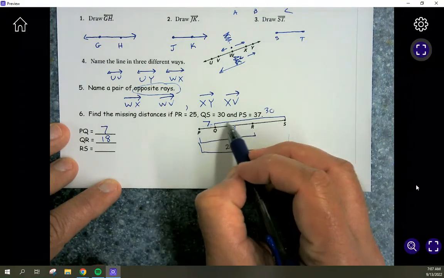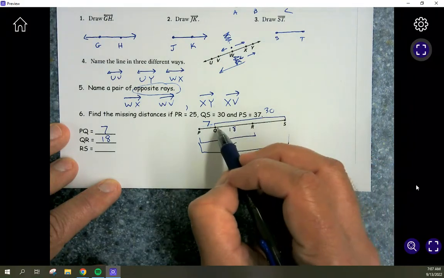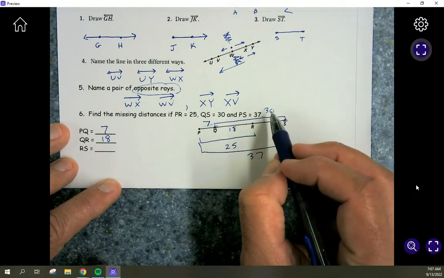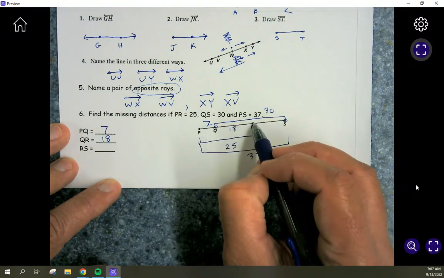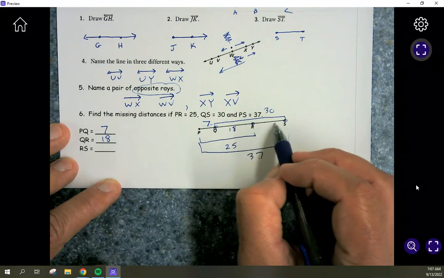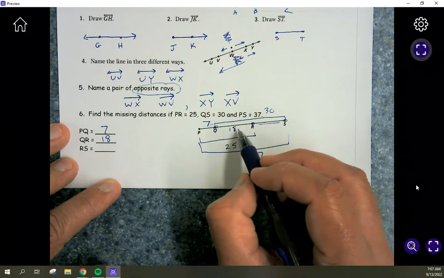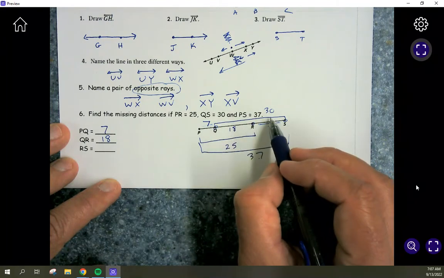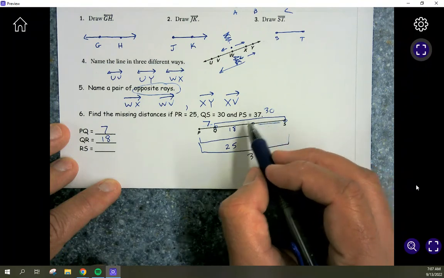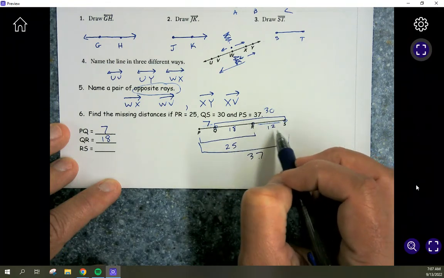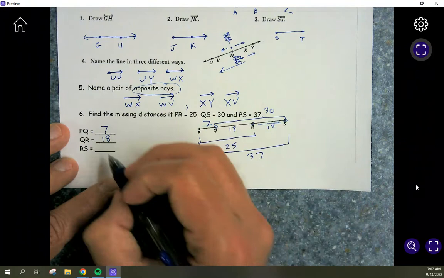And now RS. So again, we go back to this piece right here. We know it's 30. From Q to S is 30. And from Q to R is 18. So RS, our missing piece right here, has to add together with 18 to get me 30. So you just do 30 minus 18. That must be 12. 12 plus 18 gives me 30.